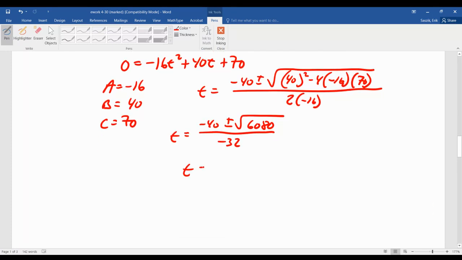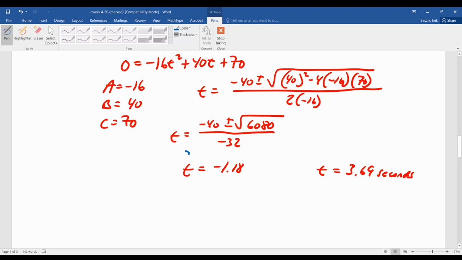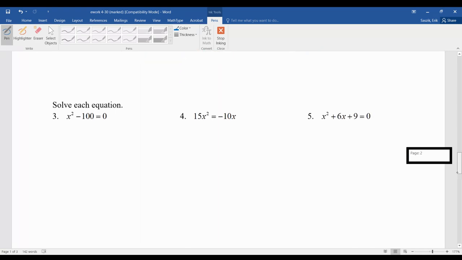Now I'm going to do one with the plus, one with the minus. One of my answers should be negative 1.18. The other one is 3.69. Remember, this is seconds. We cannot go back in time, so this answer gets crossed off, and it would take the ball 3.69 seconds to hit the ground if you're throwing it at that particular angle from that height with that initial speed.